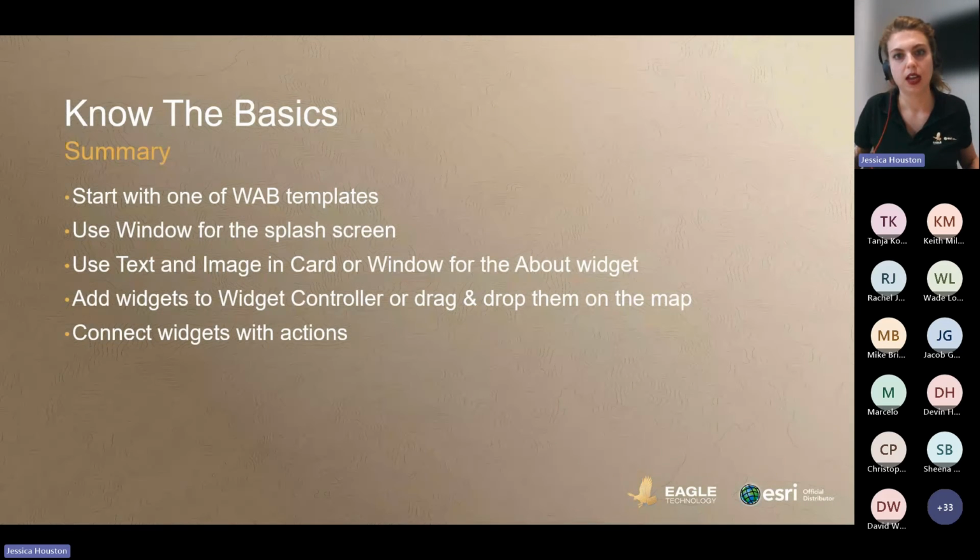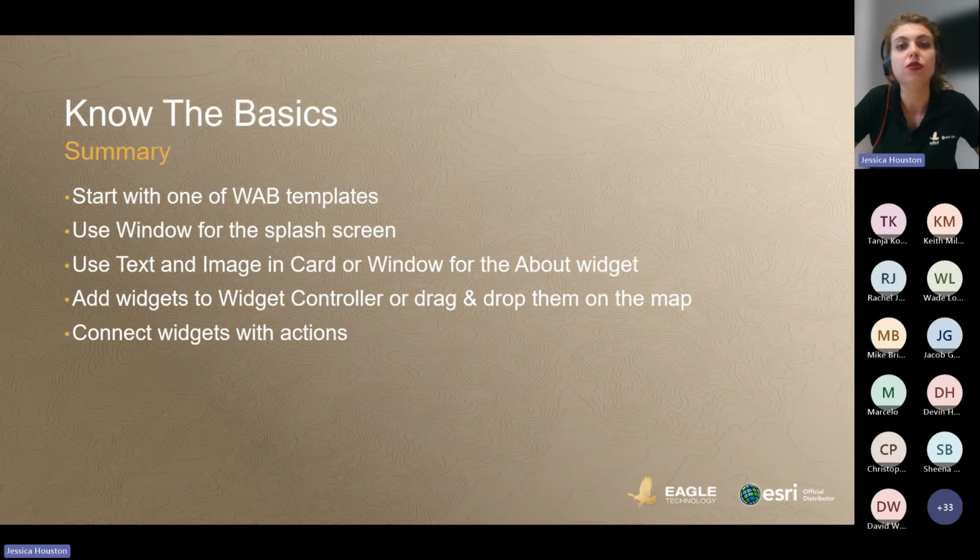So in summary, start with one of the Web AppBuilder templates. That's the easiest way just to get going. And you can use Windows for the splash screen, or you can use them for the About widget. About widget is a little bit different, but ideally it's just meant so that you can customize it to your liking. So you can use text and image in card or little windows and then connect to a button.